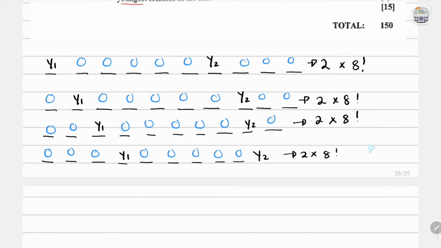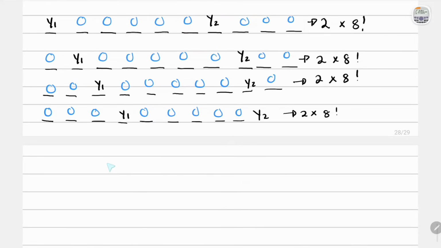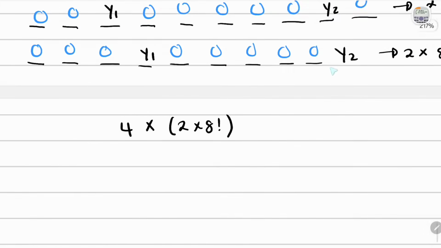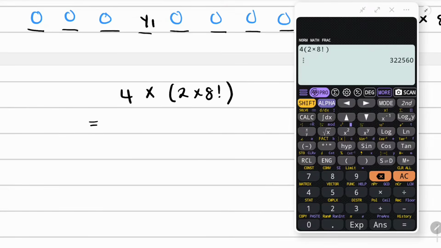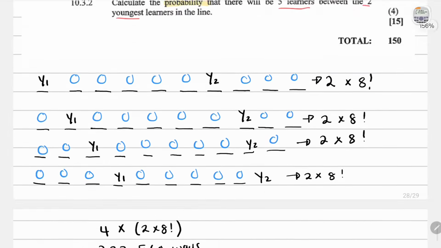So you have 4 sets of this going on. And so to find that, the total ways at first, we'll say 4 multiplied by 2 times 8 factorial. And let's go ahead and find out what that gives us. So that is 322,560 ways. Okay, but this was not the question. That's not the final question.